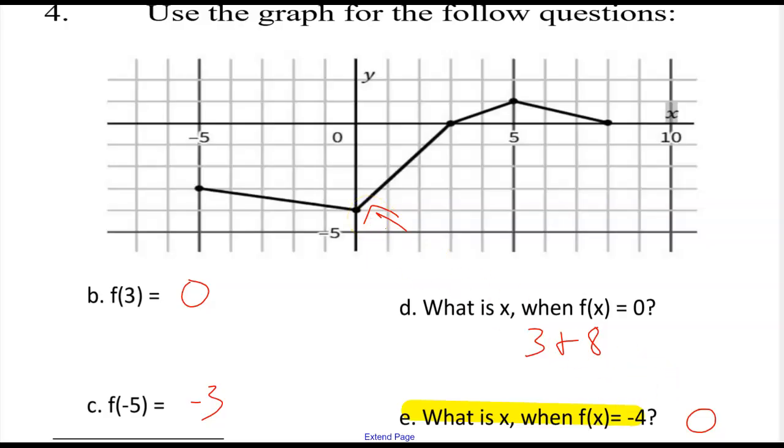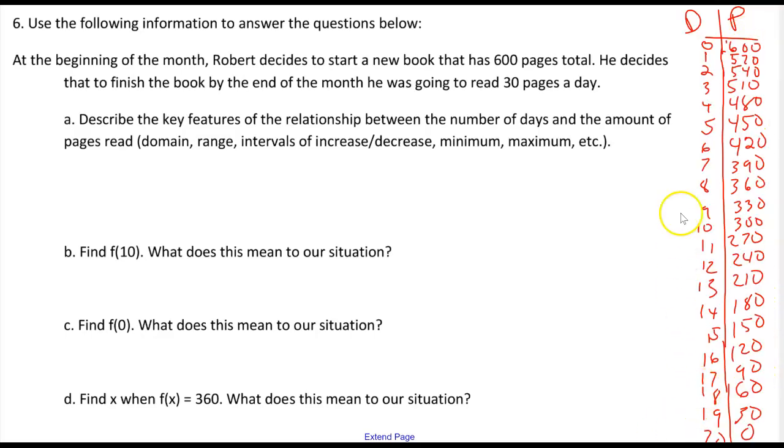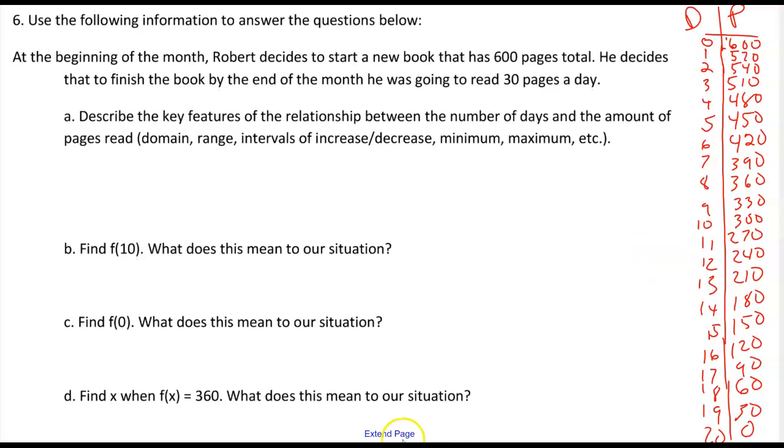Alright, let's take a look at our last problem. So here at the beginning of the month, Robert decides to start a book. It's got 600 pages, and he's reading 30 pages a day. So what you want to do is make a table. So we've got the days and the pages he reads. So you might want to pause the video here and write down all of these so that you have these numbers. But at day 0, he's got 600 pages to read. Day 1, 570, and so on.